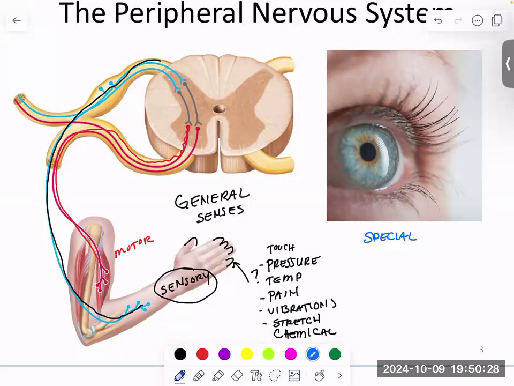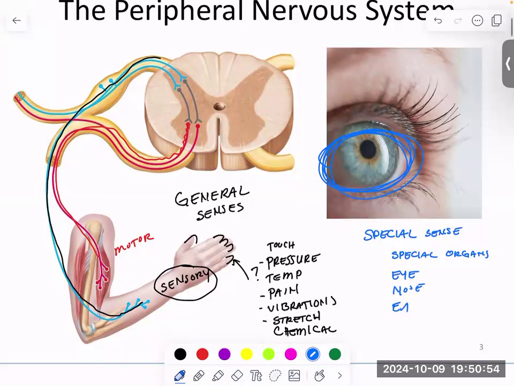Special senses. What makes them special is that they have special organs to detect that sensation, like this one. What organ is that? The eye. What's your other special organ for senses? Nose. What's your other special organ for special senses? Ear. And the last one, not your mouth, tongue.